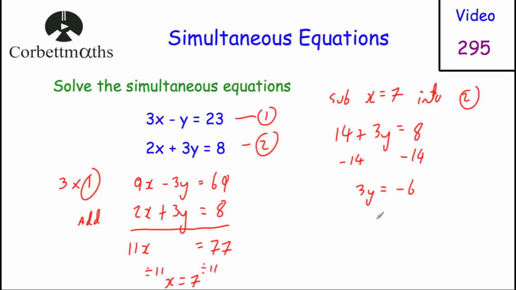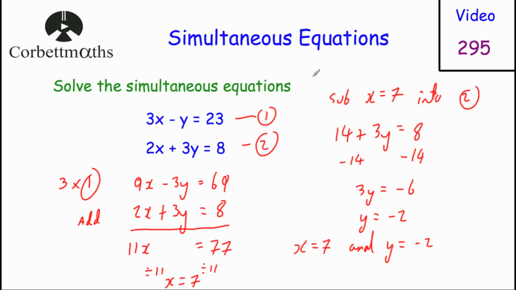Now we're going to divide both sides by 3, and whenever we divide both sides by 3, well, 3y divided by 3 is just y, and negative 6 divided by 3 is equal to negative 2. So that means we've got our answers. We've got x equals 7, and y equals negative 2. And let's just check our answer.